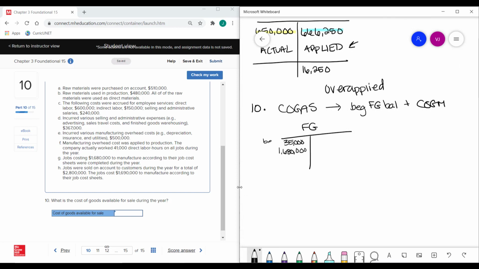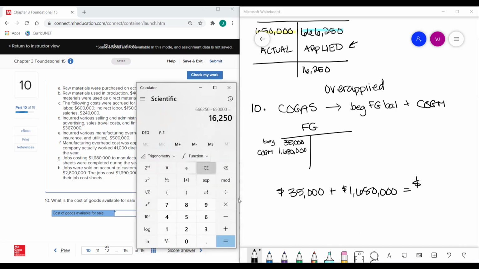So this is my beginning balance, and then this 1.68 million, remember that's our cost of goods manufactured. So our cost of goods available for sale, in this case, is going to be what we had to begin with in finished goods, what we had available to sell, but then we finished some more stuff during the year, right? That cost us 1.68 million. So the cost of the goods we had available for sale for the year will simply be those two added together, plus 35,000. So that should be $1,715,000 of cost of goods available for sale.